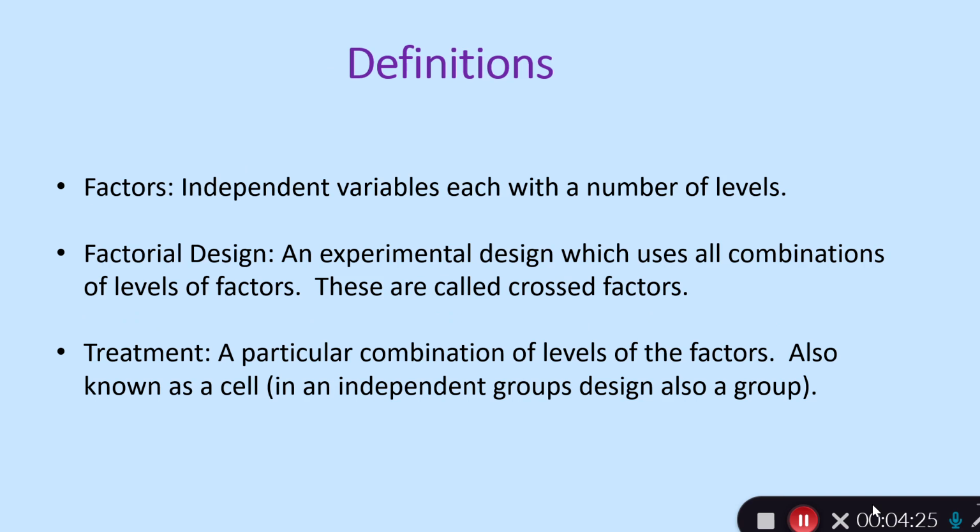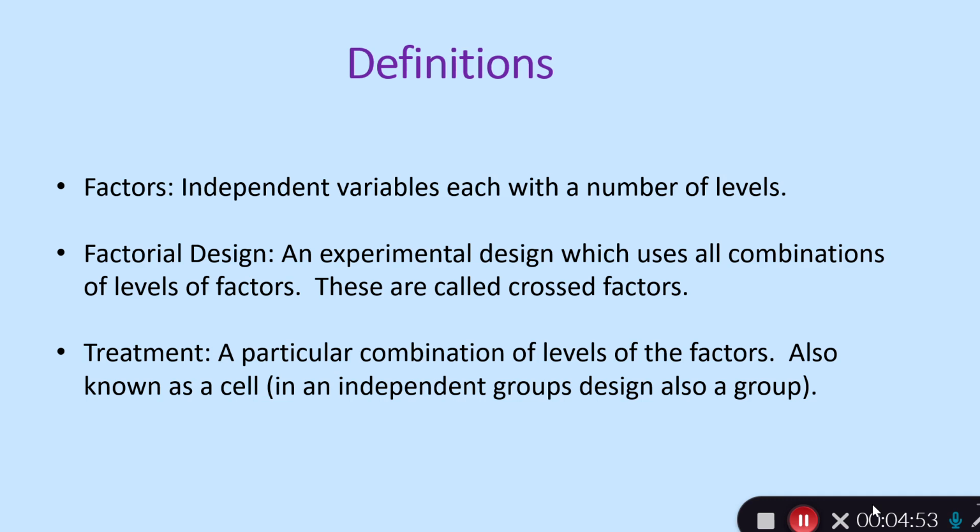A couple of quick definitions though. Factors, as I've already said, are independent variables, each with a number of levels: 2, 3, 4, maybe more. A factorial design of the type we're looking at is basically an experimental design which uses all combinations of levels of factors. And these are sometimes called cross factors. So our groups are being divided by more than 1 independent categorical variable.